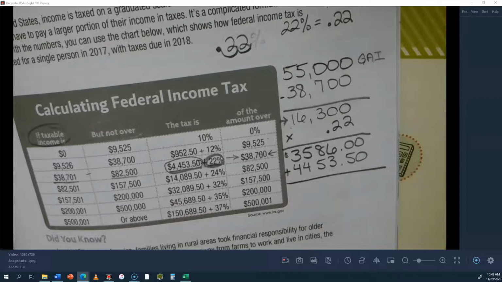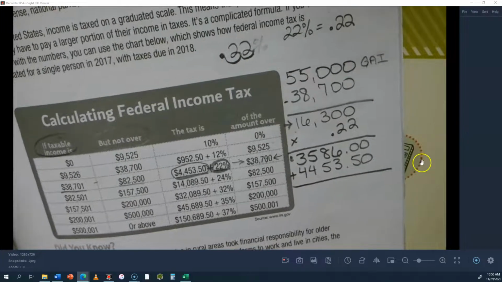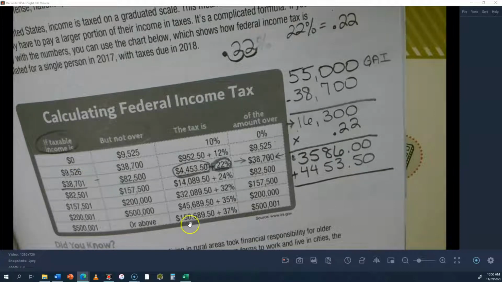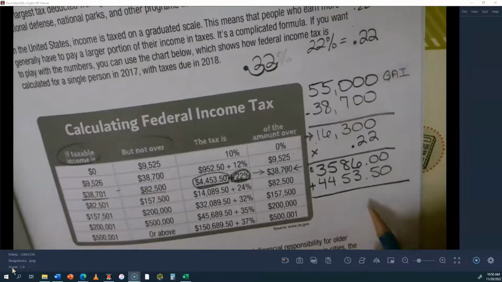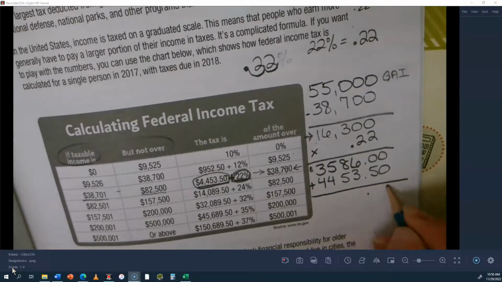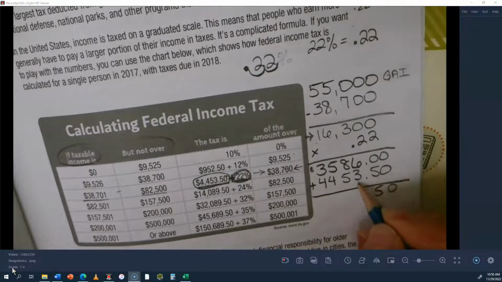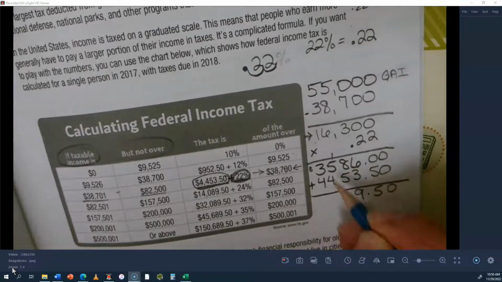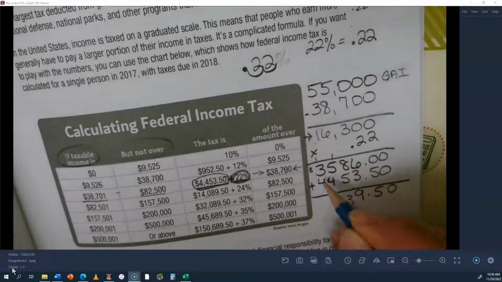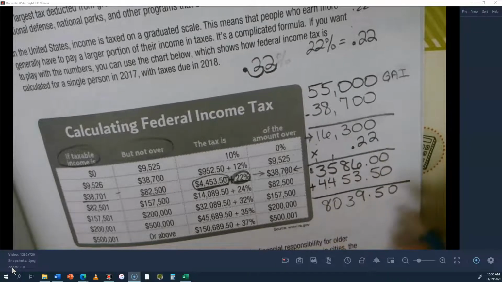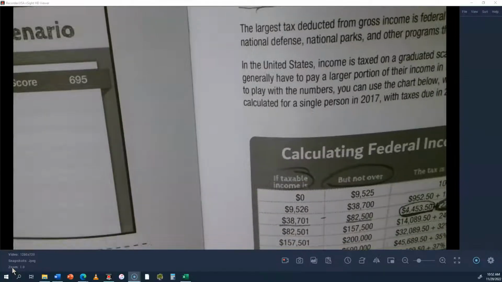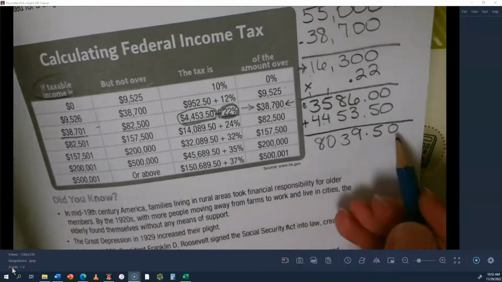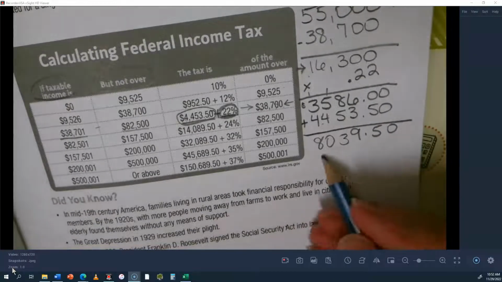Sorry for the interruption. So now I'm going to add this together. Okay. 0, 5, 6, 7, 8, 9. 8, 9, 10, 11, 12, 13. 5, 6, 7, 8, 9, 10. 4, 5, 6, 7, 8. 8,039. All right, so we had 8,039.50. That is my yearly tax.